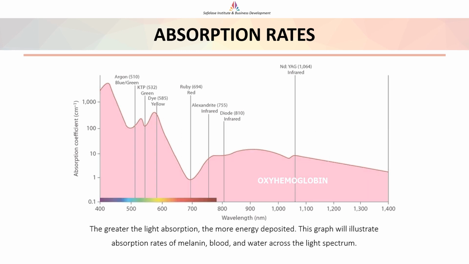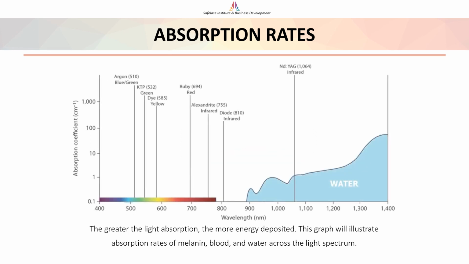Next, we'll note the example of water absorption, whereby water molecules absorb light strongly in the infrared part of the spectrum. This absorption increases as you move toward longer wavelengths, as in the far infrared region. Water also has some absorption in the ultraviolet and visible regions, but it is less significant compared to its infrared absorption.